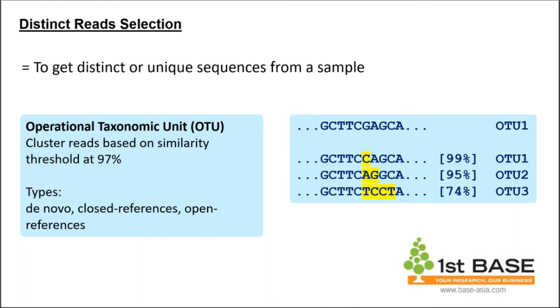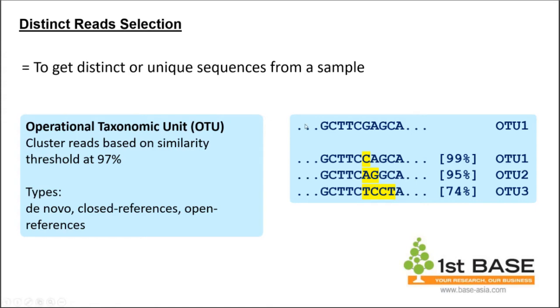In this method, it clusters reads based on a similarity threshold, usually at 97%. And there are a few types of OTU clustering methods, which are de novo, closed reference, and open reference. So on this slide, I just want to show you the concept of OTU clustering.